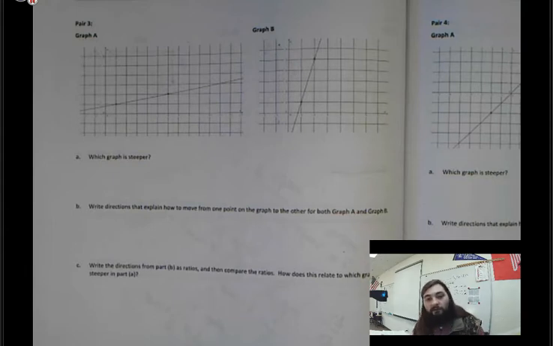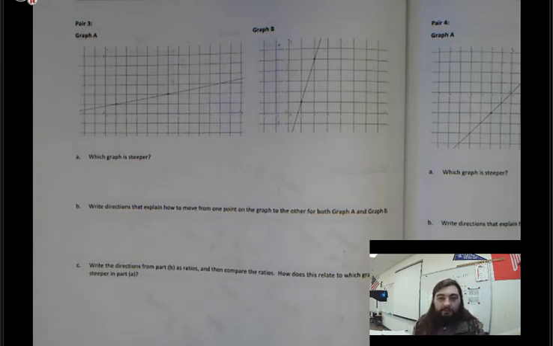Today we're going to be on page 158. We are continuing with our lesson 15, looking at these pairs of different graphs that are given to us, to compare which one of these graphs is steeper. And so we're going to find and determine which one of these is steeper.